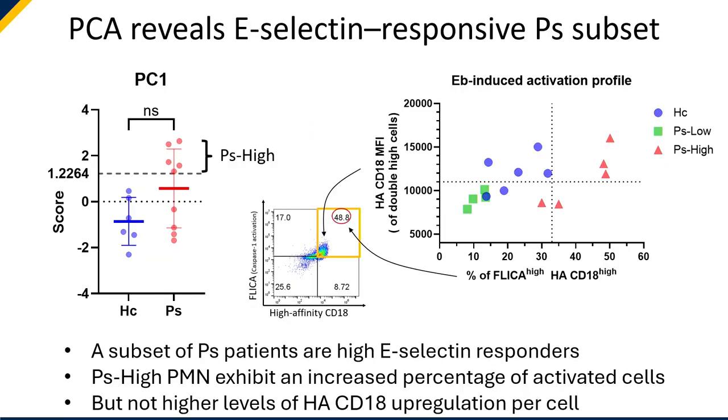Our principal component analysis revealed a specific subset of psoriasis patients who are high responders to E-Selectin stimulation. When looking at FLICA and high-affinity CD18, we found that in this high responder group, individual neutrophils do not show higher levels of activation per cell than healthy controls. Instead, they exhibit an increased overall percentage of activated cells within the total neutrophil population.